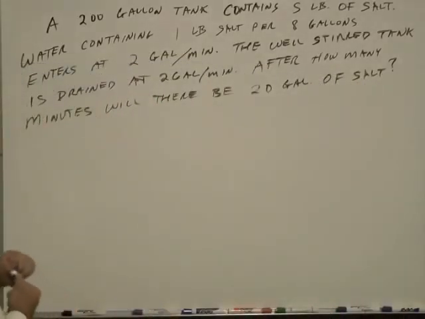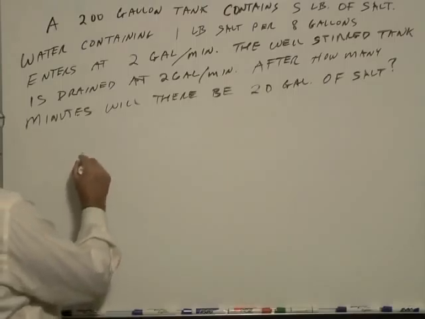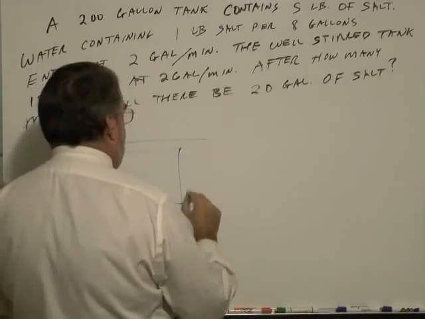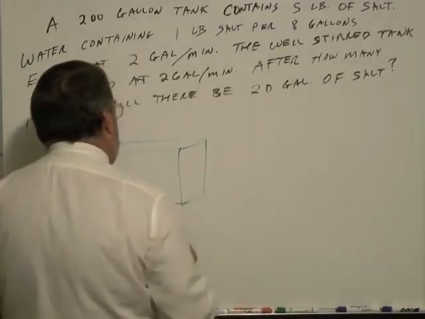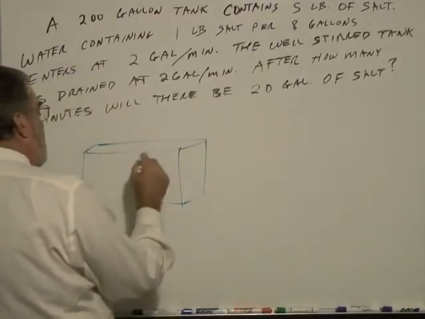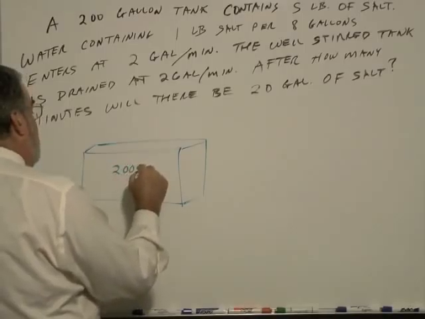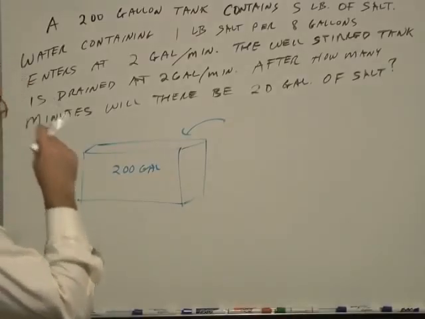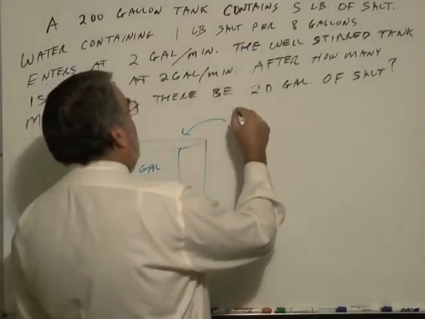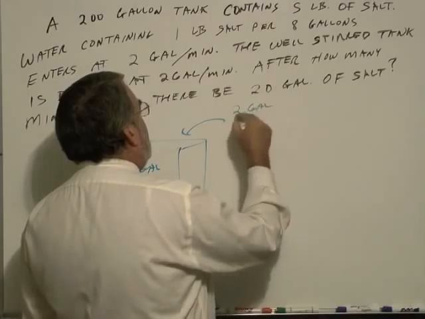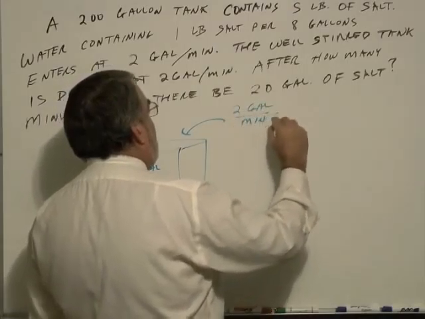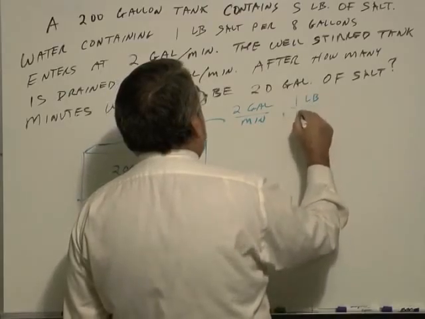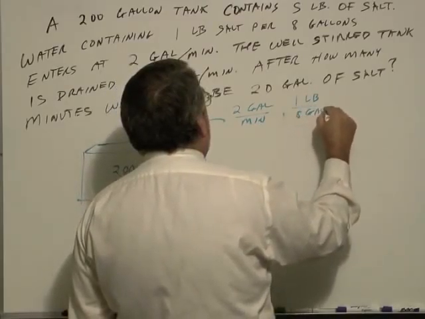More fun for me. Alright, so here we've got this tank, and you'll find out that I'm not a great artist, but it contains 200 gallons, and water is pouring into the tank at 2 gallons per minute, and the concentration is 1 pound per 8 gallons.